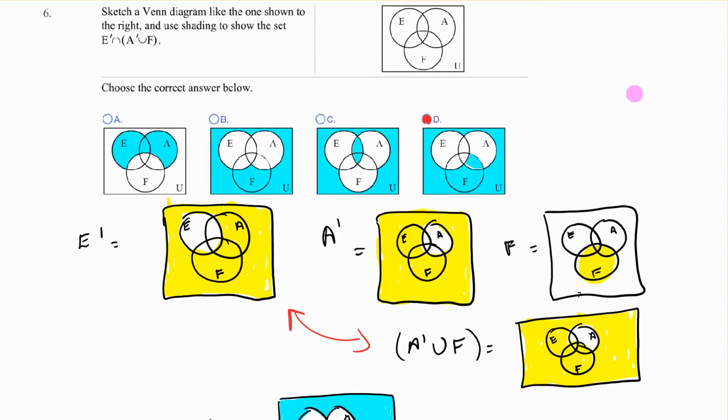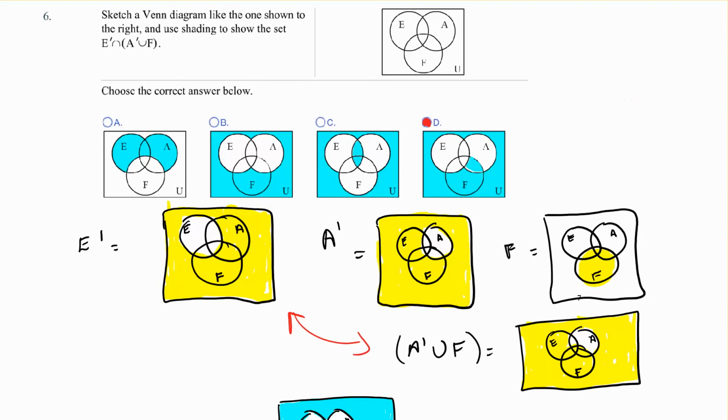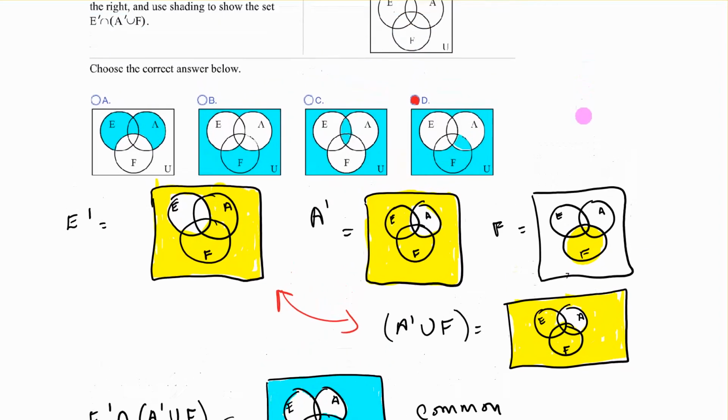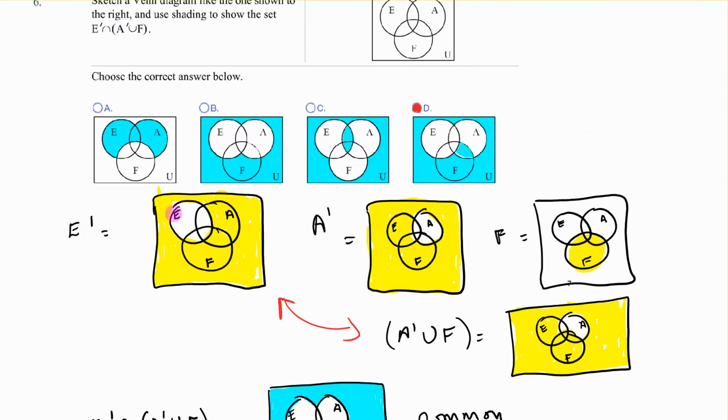All right, we're doing the same thing here on number 6. The first thing I wrote down was E prime. That's everything not in E. And then I wanted to see this part right here. So A prime is everything not in A. And then F is all of this. So A prime union F just pulls in this part here.